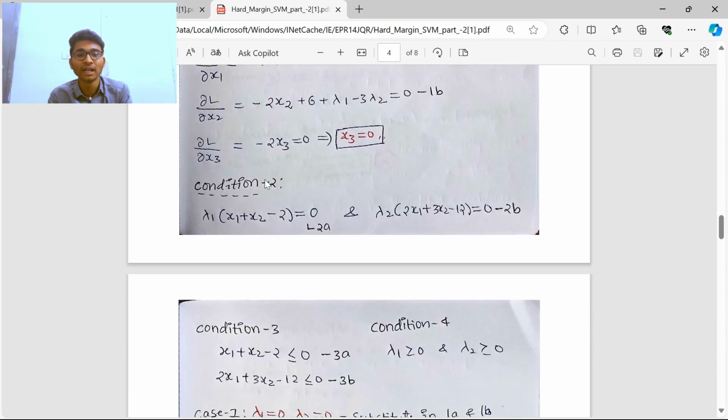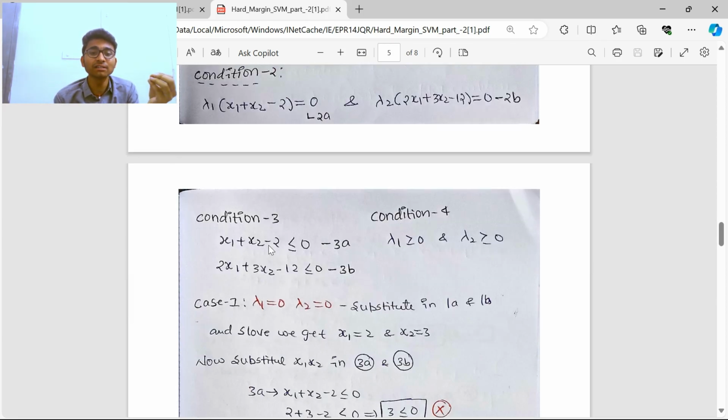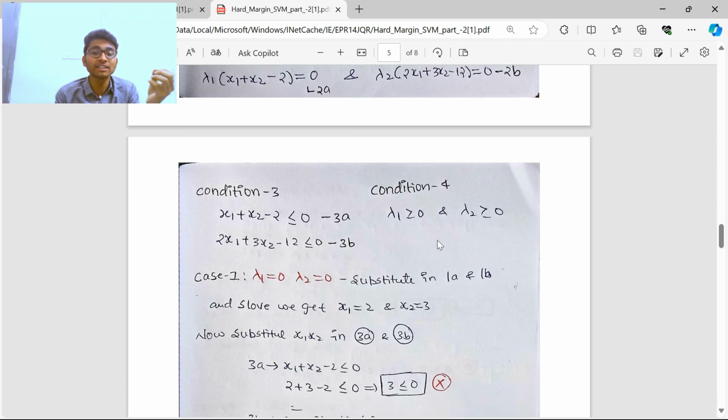After doing the partial differentiation with respect to all the variables, I got two equations, 1a and 1b, equal to 0. And the second condition, multiplying the Lagrange multiplier with the constraint and equating to 0. I named them 2a and 2b. And the third condition, making the inequality less than or equal to 0. I have done those. And the fourth condition, every Lagrange multiplier should be greater than or equal to 0.